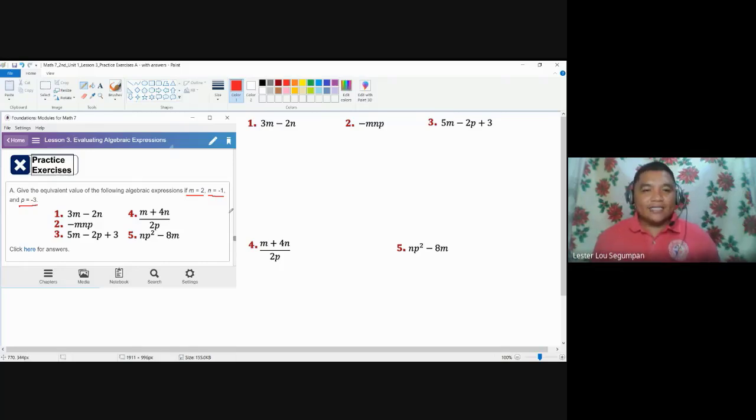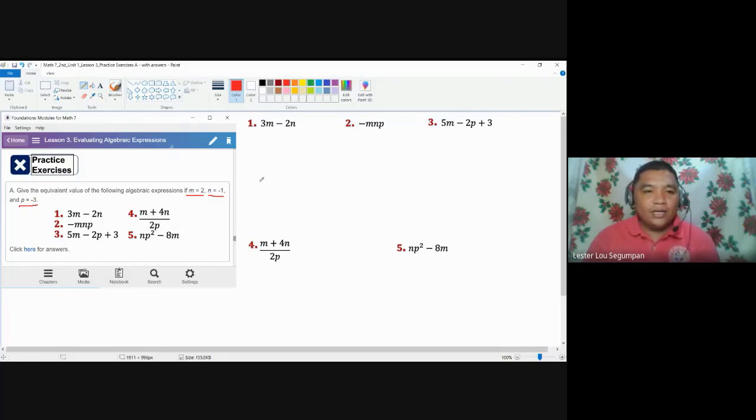So let's now evaluate. When you say evaluate, it is actually similar to saying you substitute the values. Substitute means you are going to exchange the literal coefficients here into the given values in the said practice exercise.